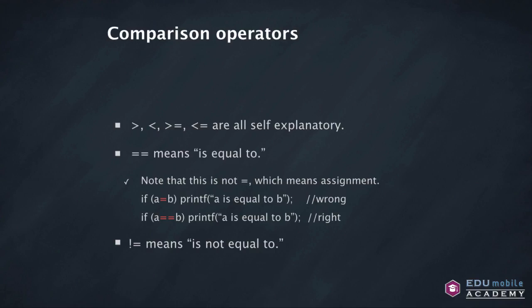In C, we have many ways to express comparison between two items. We have greater than, less than, greater than or equal to, and less than or equal to, and these are all self-explanatory. They're all binary operators. Equal means is equal to. Now watch out for this, because you will make this mistake. Everyone does. Note that this is not an equal sign. This is two equal signs.